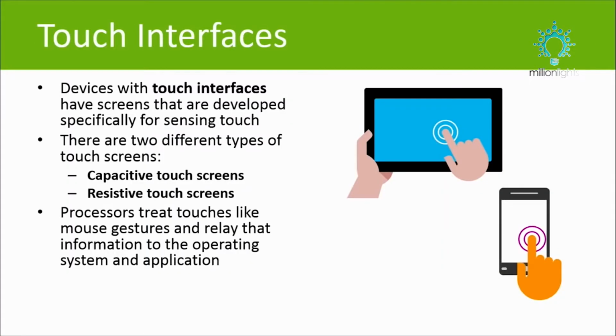Touch interfaces. So most of you are familiar by now with what a touch interface is, right? They're featured on tablets, on smartphones. All that they are are screens that are developed specifically for sensing touch. There are a couple of different types available, right? Processors treat touches like mouse gestures, and then they relay all that information to an operating system and then ultimately to an application, right? So when you touch a screen, that gets turned into data, and that data gets transferred and relayed to an application, which then responds to that touch. We'll talk a little bit more about that process here today.